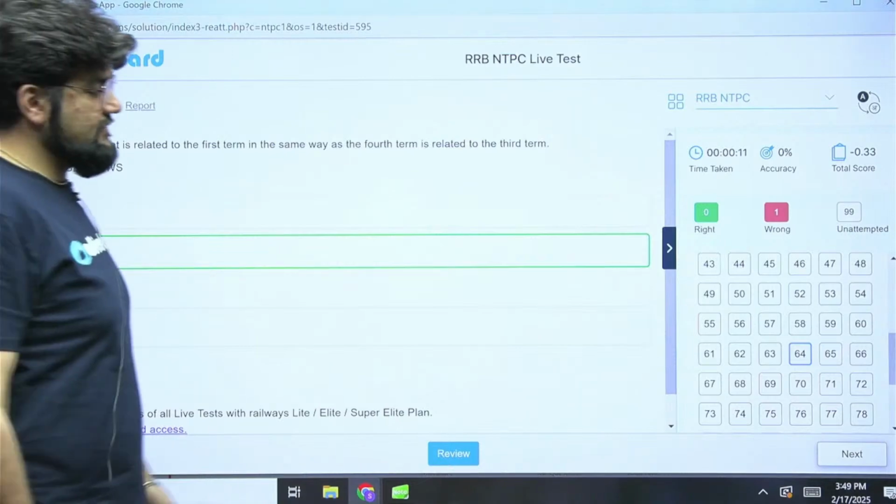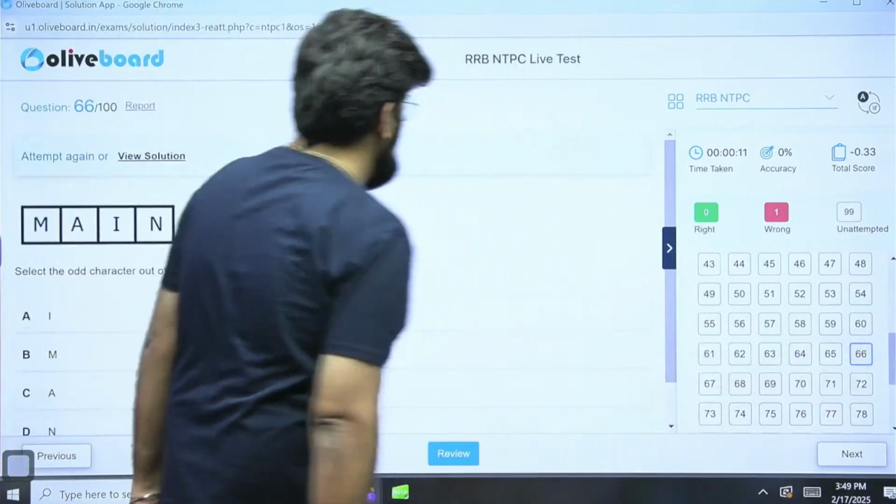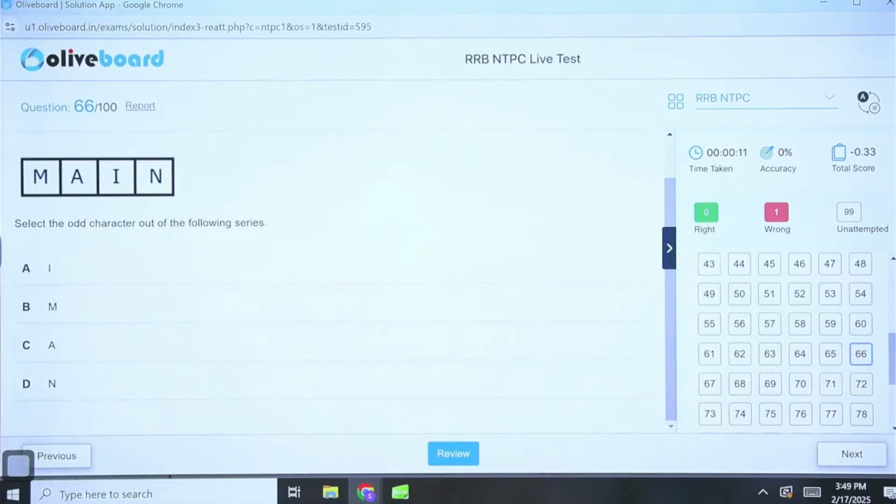Next is 66. This one is interesting. When I first put across this question to one of my students, he quickly managed to say M. And I was taken aback by the response which he gave me.